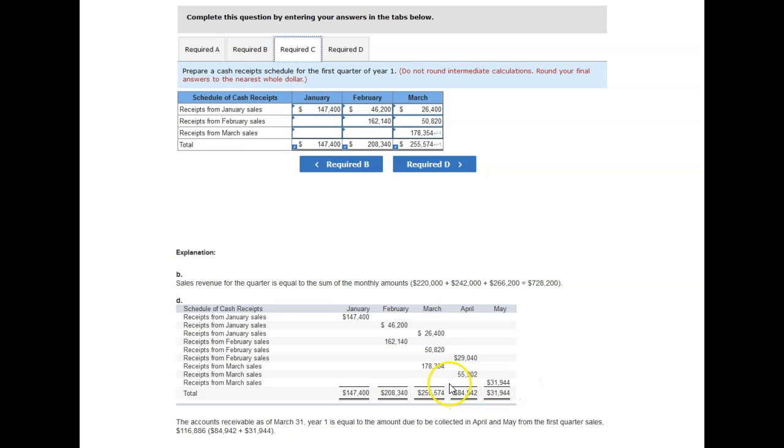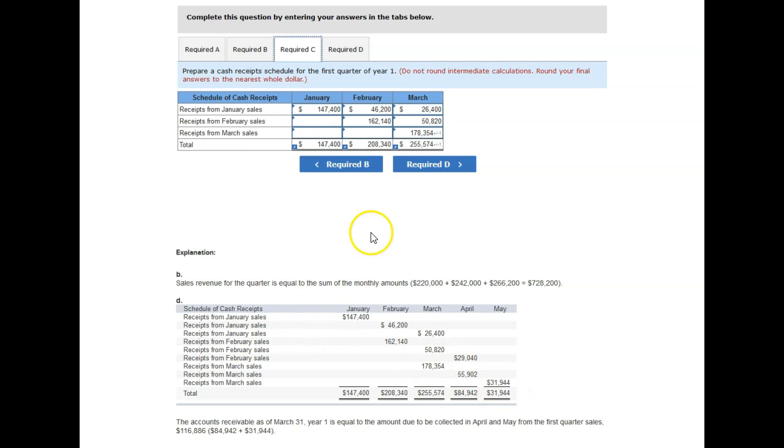When you get to May, how much of this over here will be collected in May? Only the remaining of March's sales. Two months after March, we're going to collect 12%. So 12% times 266.2 gives us $31,944.